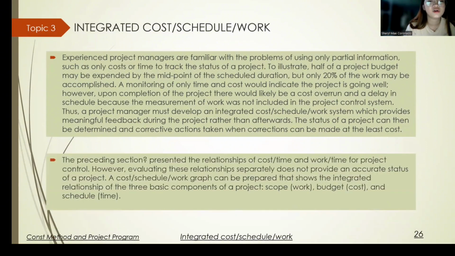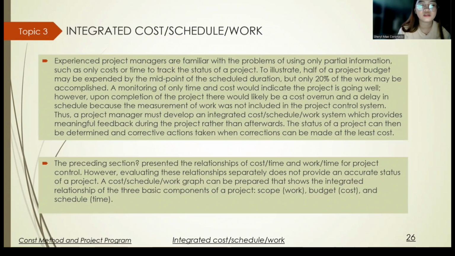The preceding section presented the relationship of cost, time, and work for project control. However, evaluating these relationships separately does not provide an accurate status of a project. A cost, schedule, and work graph can be prepared that shows the integrated relationship of the three basic components of a project: scope, work budget, cost, and schedule of time.